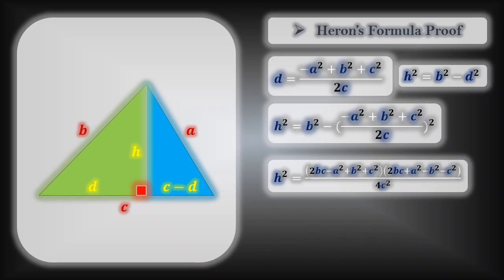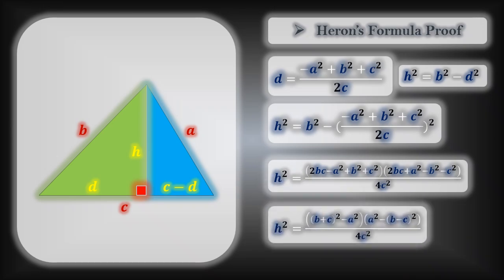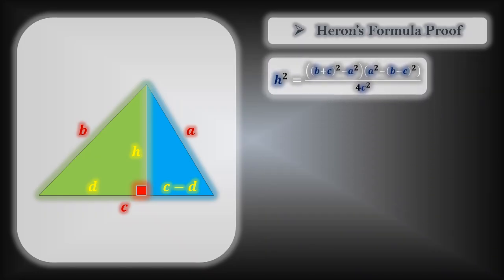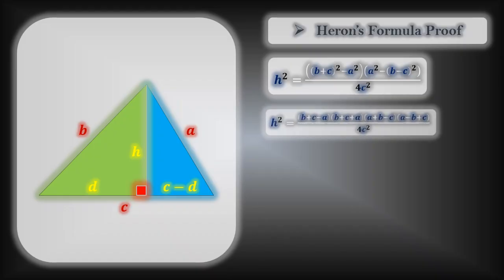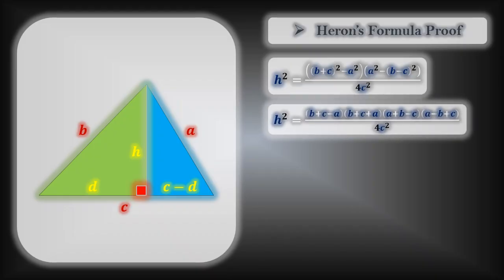And again, we can factorize each expression inside the parentheses. Thus, h squared is equal to ((b plus c) squared minus a squared) multiplied by (a squared minus (b minus c) squared), all divided by 4 multiplied by c squared. Each expression is again a difference of two squares. Therefore, h squared is equal to (b plus c minus a) multiplied by (b plus c plus a) multiplied by (a plus b minus c) multiplied by (a minus b plus c), all divided by 4 multiplied by c raised to the power of 2.